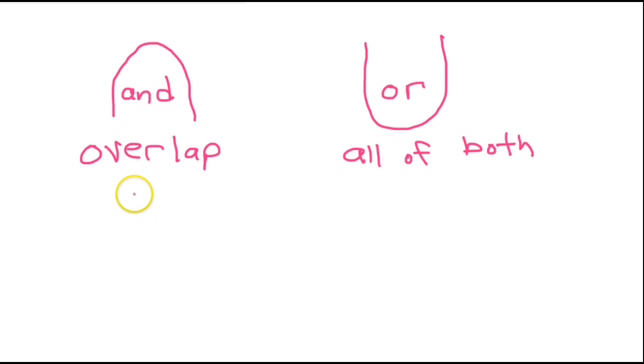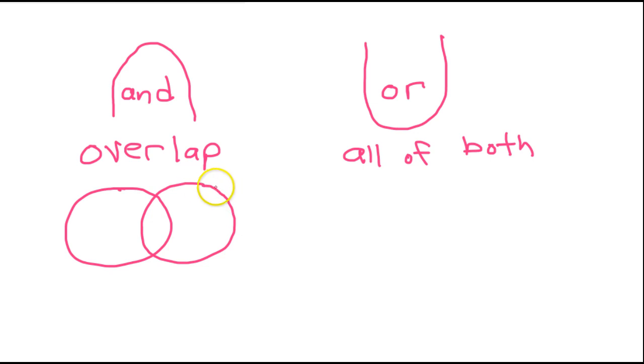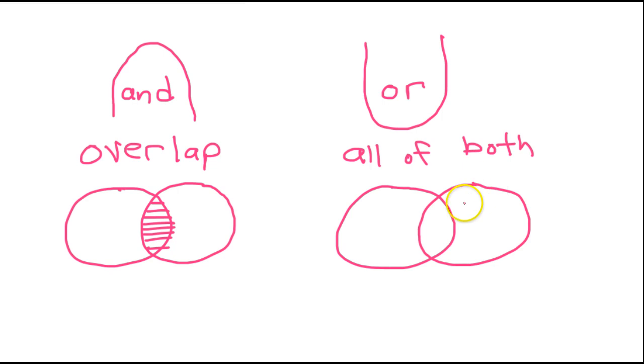So in the sense of a Venn diagram, if you have two sets and you're dealing with an and situation, then you're just talking about this part of the Venn diagram right here. But if you have a Venn diagram representing two sets and you're dealing with an or situation, then you're going to be looking for all of both sets. So that would be more like this.